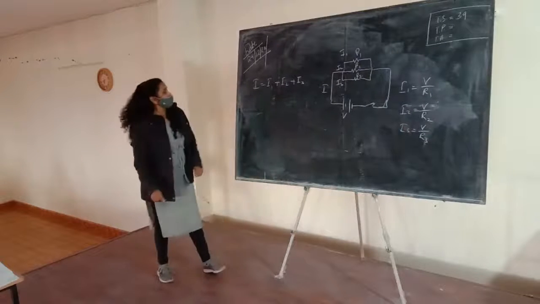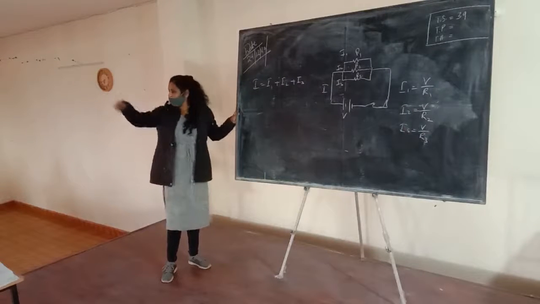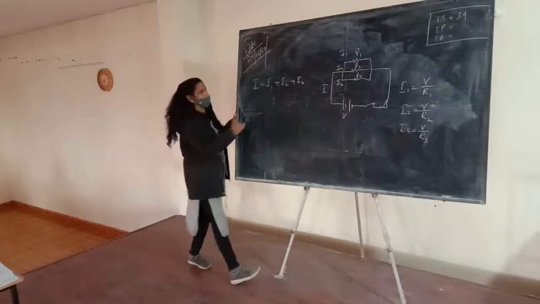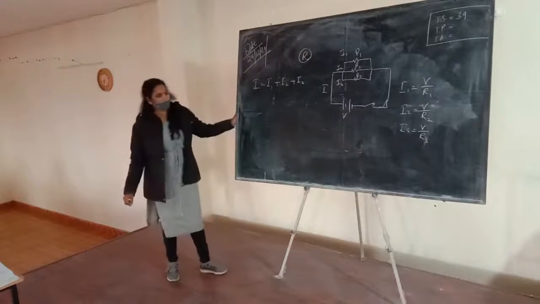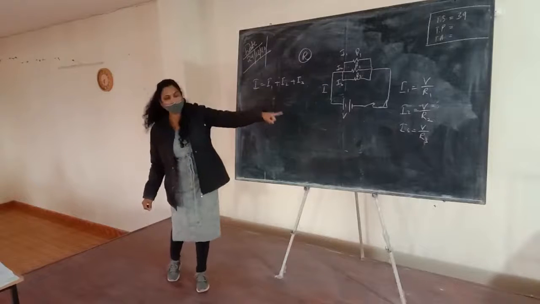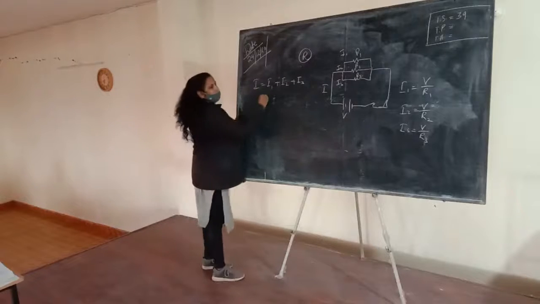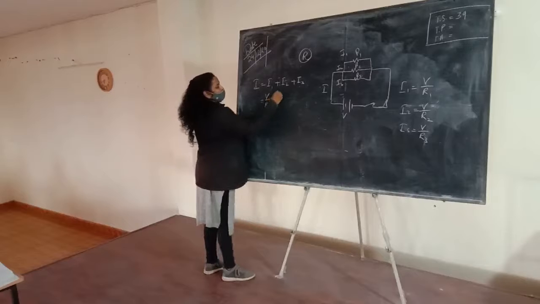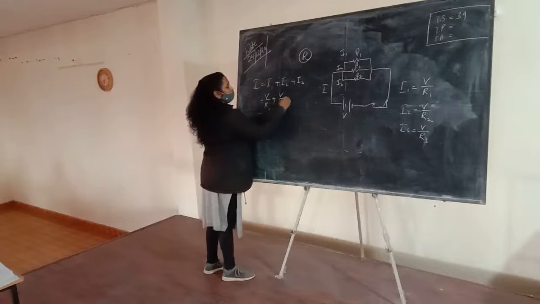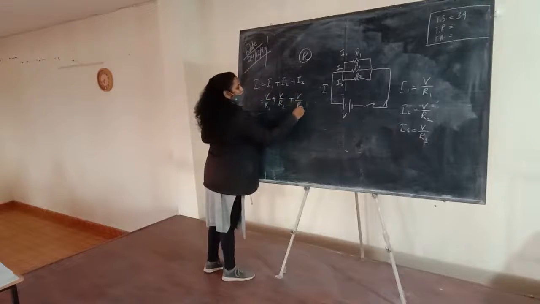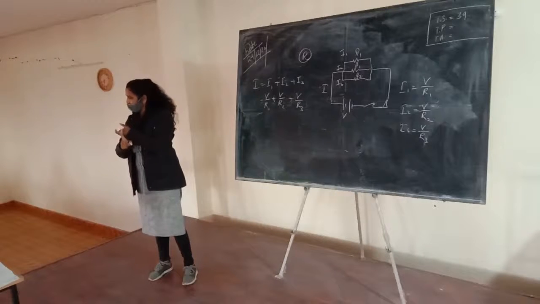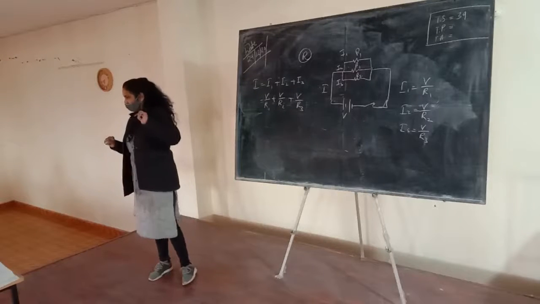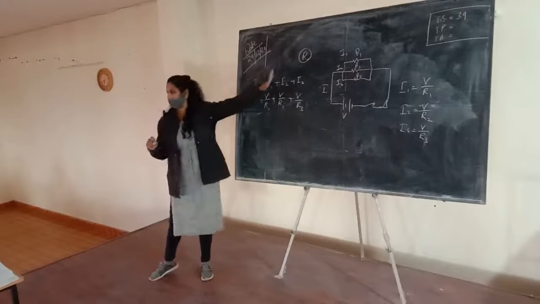Okay? If the total resistance of the circuit is R, suppose R is the total resistance of the circuit. Now we are putting the values of I1, I2 and I3 here. V upon R1 plus V upon R2 plus V upon R3. You just have to keep one thing in mind: the potential difference is the same and the current gets divided. Now just put in the values.